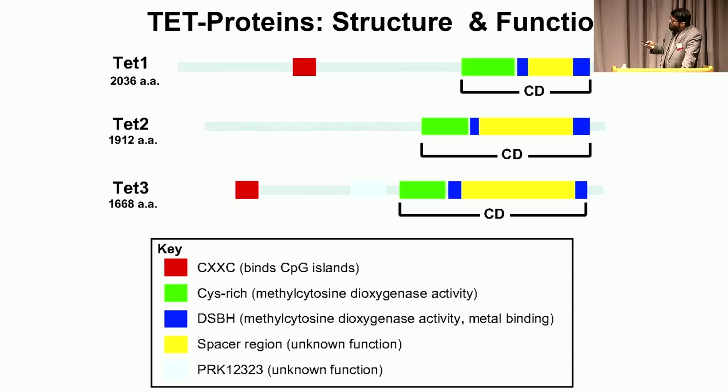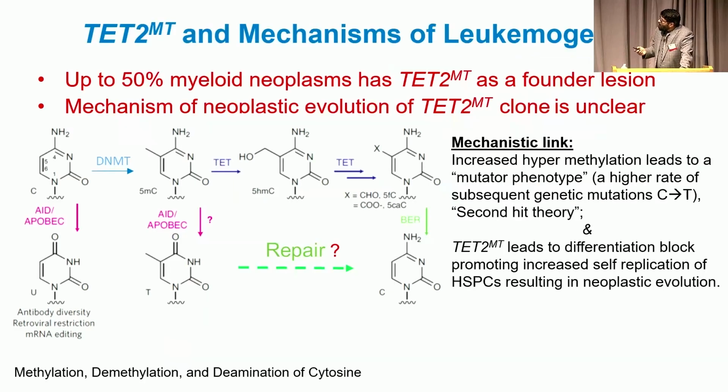When I say TET2 is more promiscuous, that means it is more like hit and run, and it creates more 5mC to 5hmC conversion, while TET1 and TET3 lead to processive oxidation of methylcytosine all the way to the complete oxidation, 5caC. Now, a number of theories have been proposed for how and why TET2 mutant clones evolve into malignancies. Overall, there are 2 major mechanistic links which had been proposed before we started working in this area.